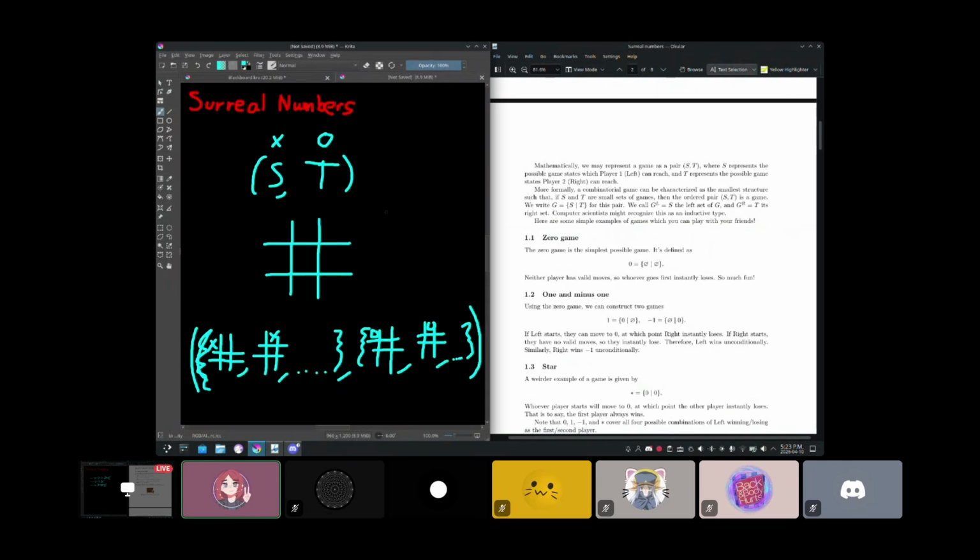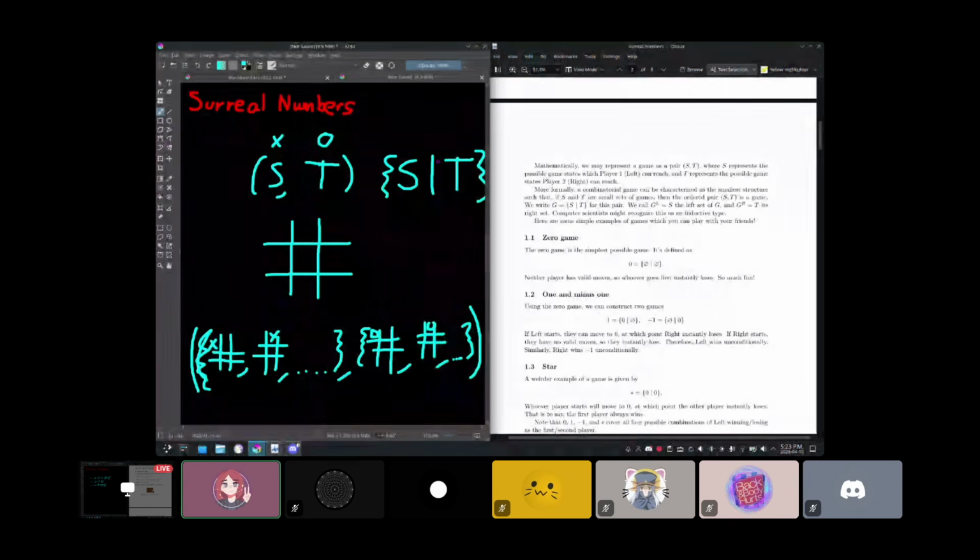Well, the way that we generally write down these pairs is, instead of writing it as a pair with commas, S, comma, T, we're going to write it down as S bar T. This is how we're going to write down an arbitrary game, right? And basically this just means S is the set of positions that the left player can immediately reach, and T is the set of positions that the right player can immediately reach.